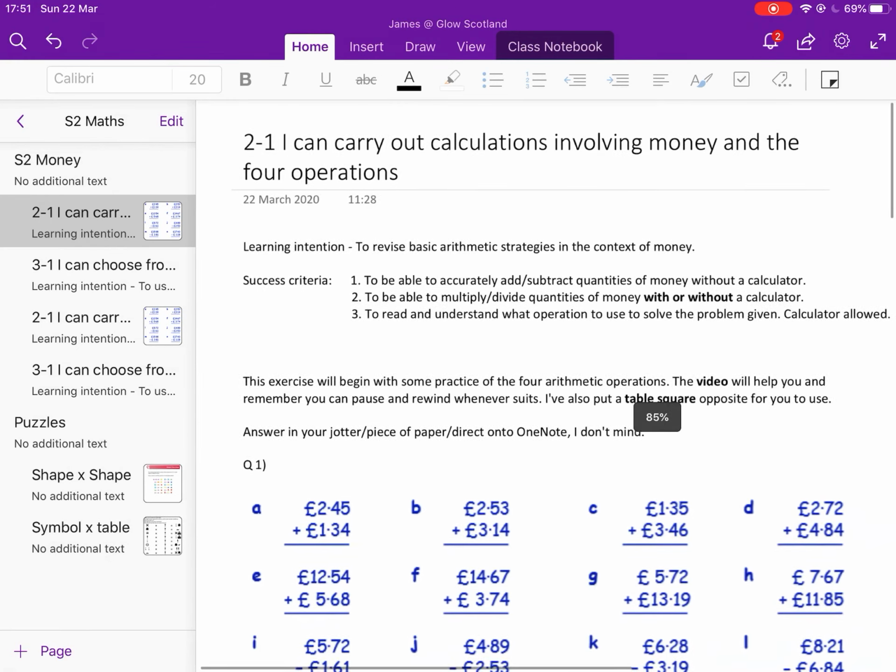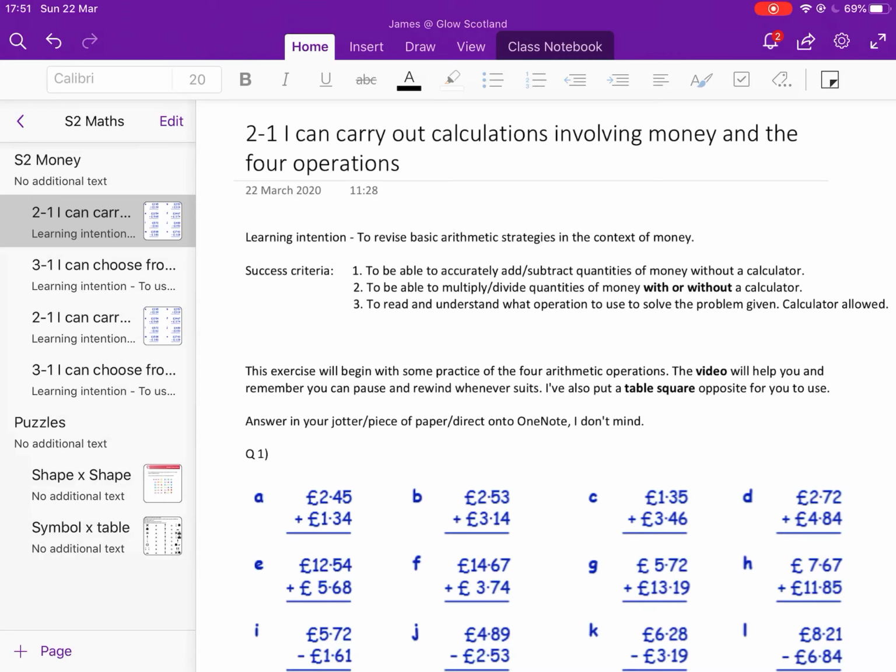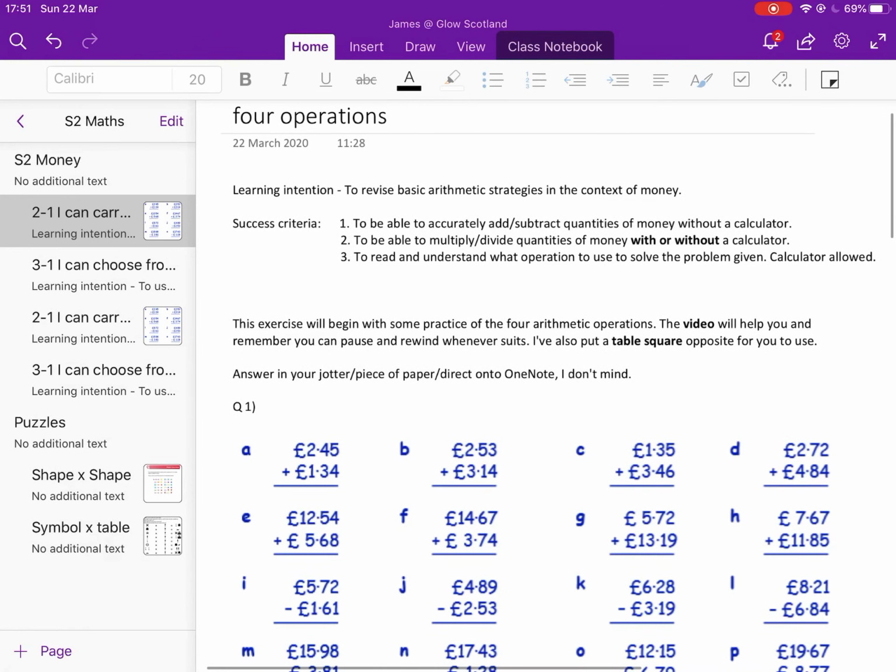Success criteria: we want to accurately add and subtract quantities of money without a calculator. Second one, want to multiply and divide quantities of money with or without a calculator. I realise that maybe some multiplication and dividing might be really tricky if you don't have access to a calculator, so happy to differentiate that a little bit and allow you to use it in that case. And then the third one is to read and understand what operation you need to use to solve a problem given, and you can use a calculator for any of those.